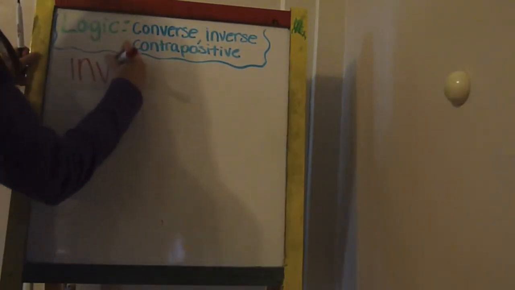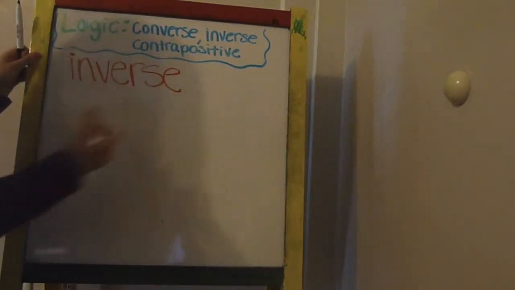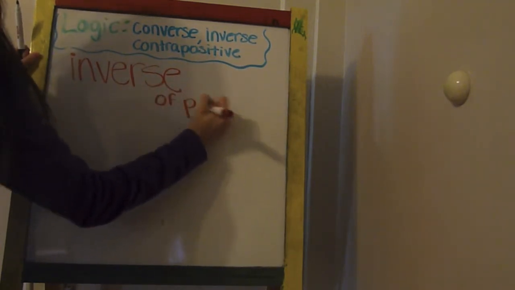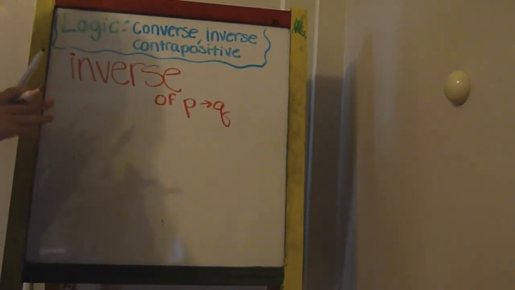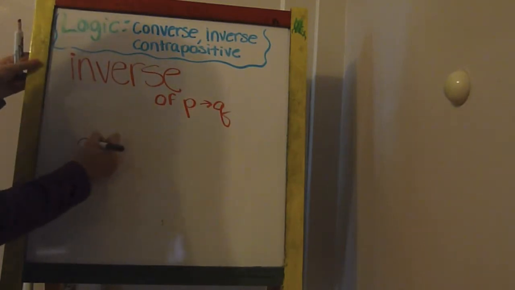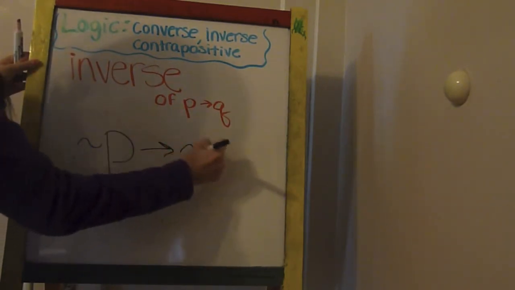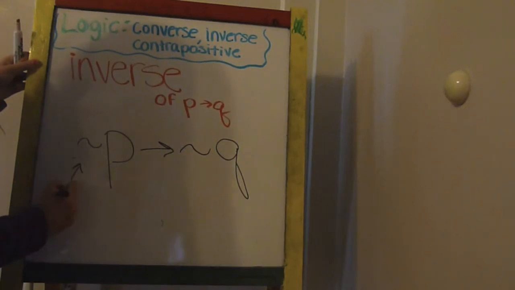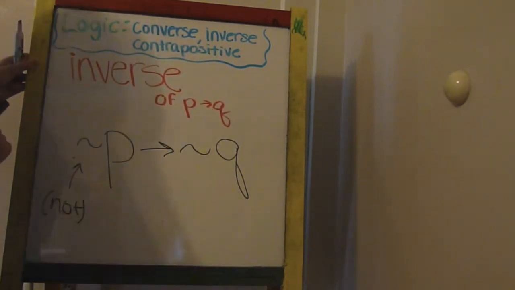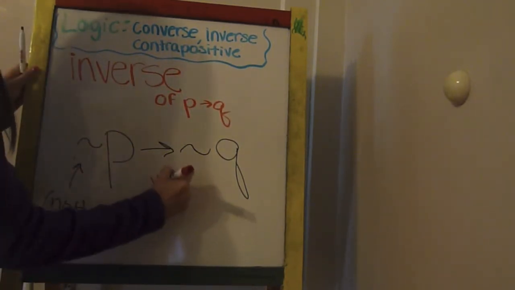So the inverse is also very simple. How you get the inverse for a sentence, or P then Q, all you have to do is simply negate it. So P arrow Q goes to not P arrow not Q. The line before the P and the Q means not, by the way.